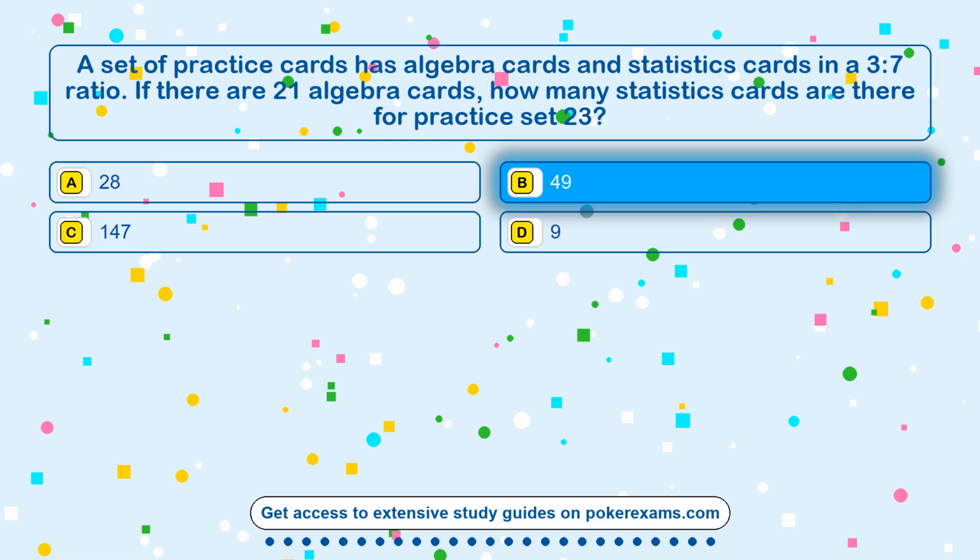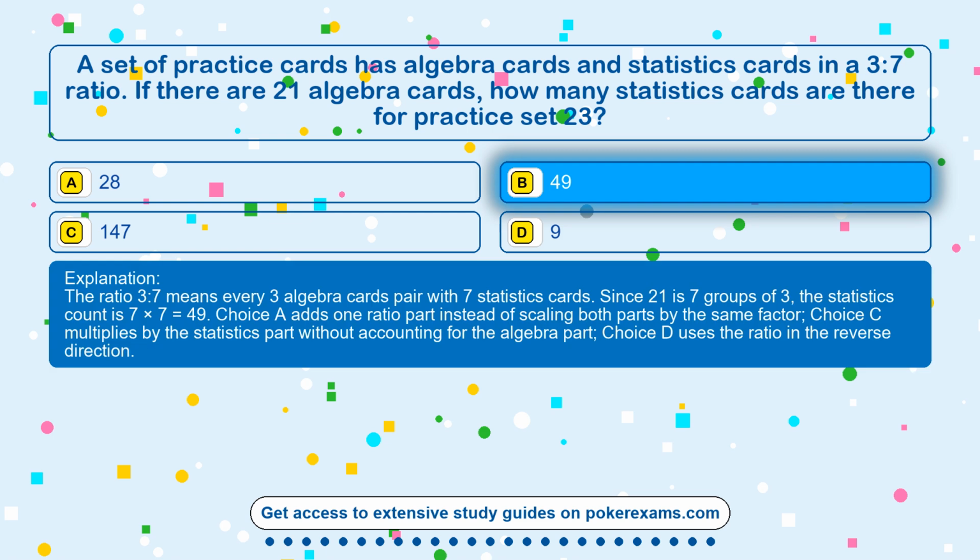The correct answer is option B, 49. The ratio 3:7 means every 3 algebra cards pair with 7 statistics cards. Since 21 is 7 groups of 3, the statistics count is 7 times 7 equals 49. Choice A adds one ratio part instead of scaling both parts by the same factor, Choice C multiplies by the statistics part without accounting for the algebra part, Choice D uses the ratio in the reverse direction.